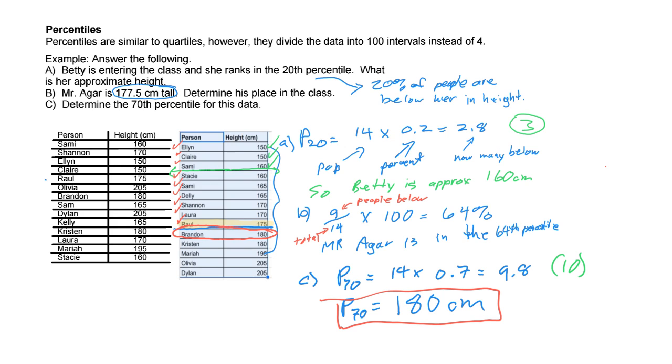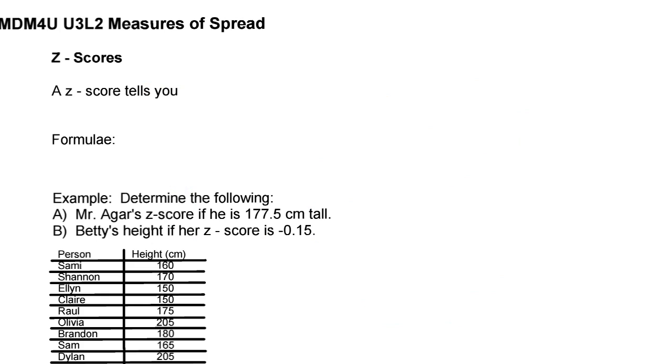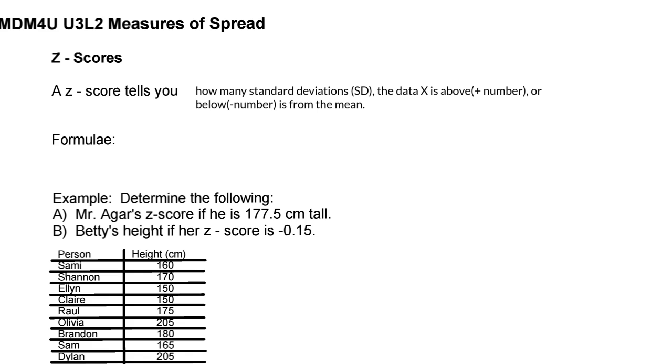So the next thing that we're going to look at is something called standard deviation. No, not standard deviation. We're using Z-scores. So now we're going to study this thing called a Z-score. A Z-score tells us how many standard deviations a data point X is above the mean, for which its Z-score is a positive number, or below the mean, for which it's negative.